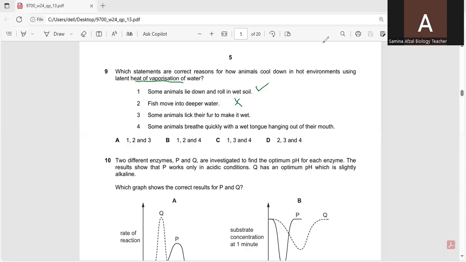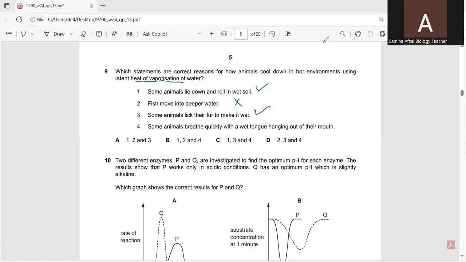Some animals lick their fur to make it wet. Yes, this is just like the rolling down of the animals into the wet soil. When they lick their body, this statement is correct, because their saliva evaporates from the fur, so it will also absorb latent heat from the animal's body, giving them a cooling effect. So this is also correct.